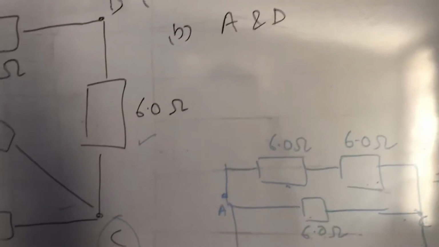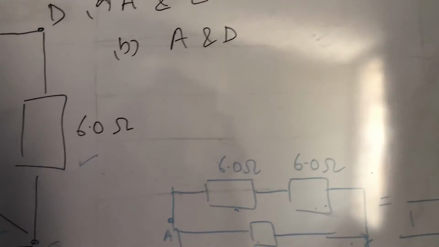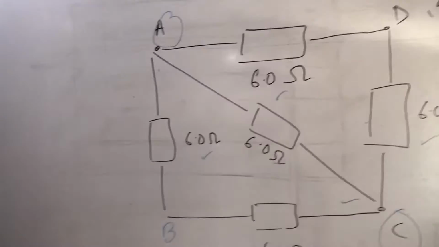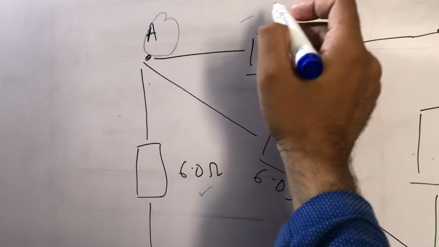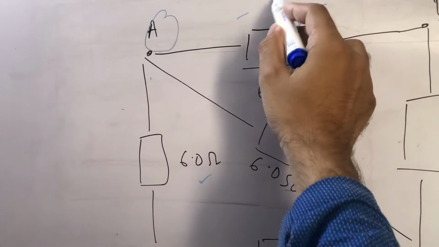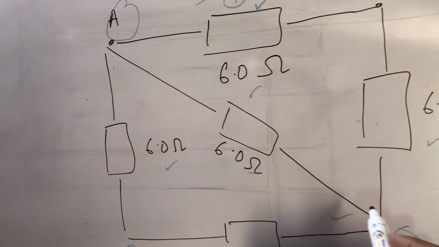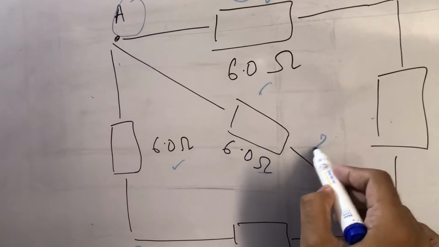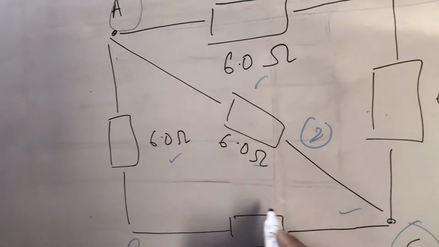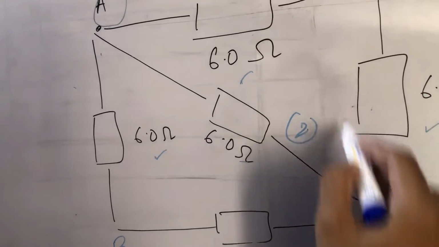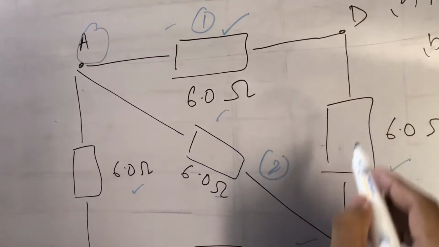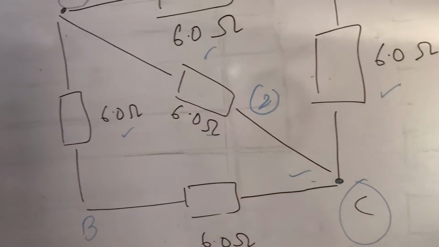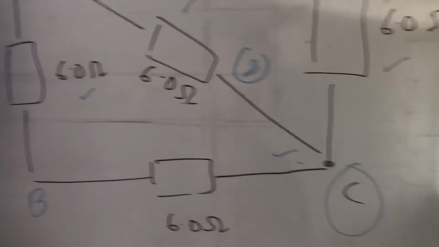Now coming to part B. Part B says between A and D. Now if I look at A and D, we can go directly from here. That is the first path. The second path could be like this. This is the second part, and the third part is this one connecting to the main point, that is D. So how will we calculate this part B?